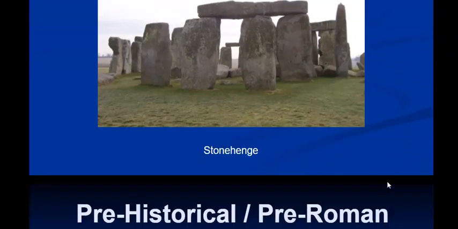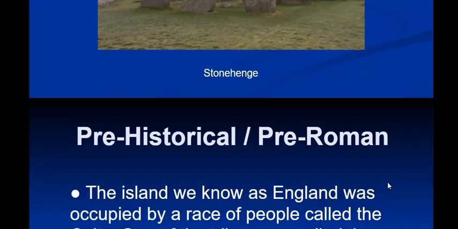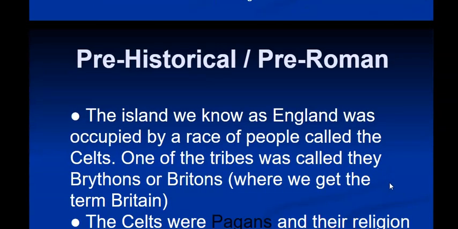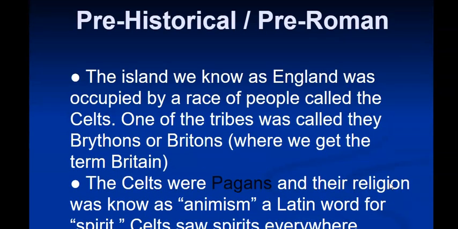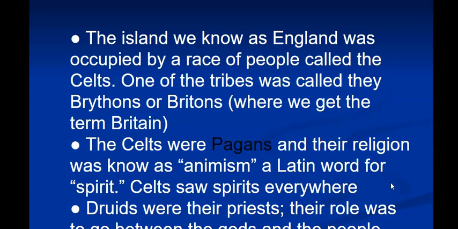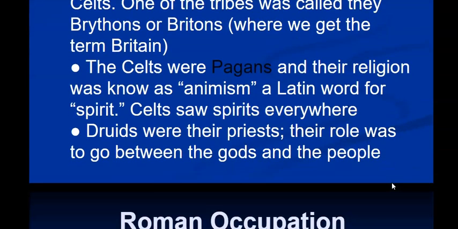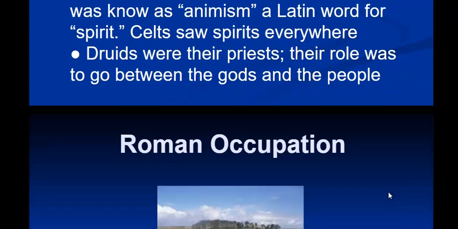So, prehistorical, pre-Roman. It's Stonehenge. Yes, you know it's in England. It's situated in Stonehenge also. The island we know as England was occupied by a race of people called the Celts. One of the tribes was called the Britons, where we get the term Briton. The Celts were pagans, and their religion was known as animism, from a Latin word for spirit. Celts saw spirits everywhere. Druids were their priests. Their role was to go between the gods and the people.